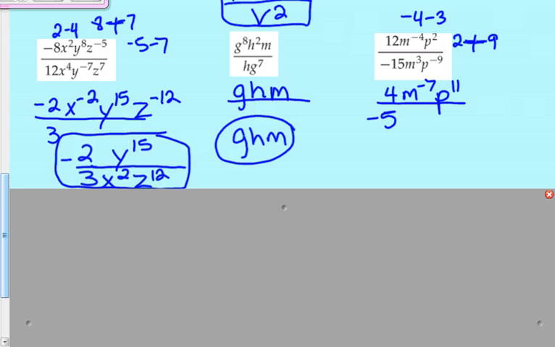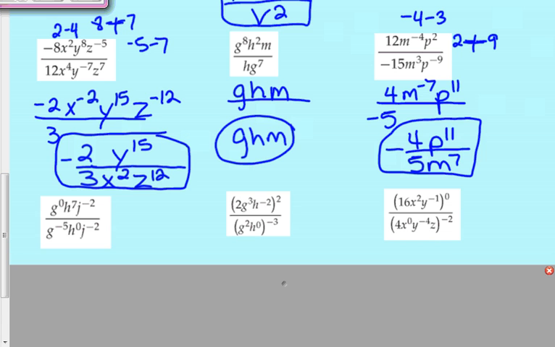So to finish up, our m to the negative 7 will drop down. And we're going to have negative 4/5 first. M to the 7 goes on bottom. And p to the 11 will stay on top because it's already positive. And then we're finished.